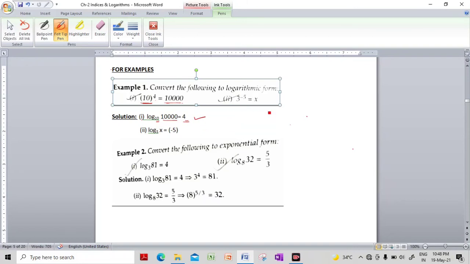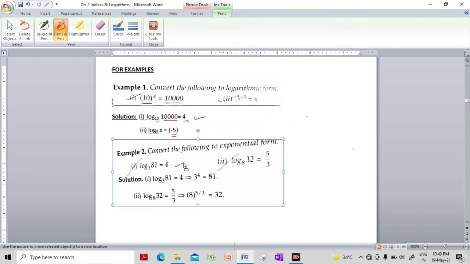Second example, 3 power minus 5 equals to x. In logarithmic form, this can be written as log of x to the base 3 equals to minus 5. Second example is convert the following to exponential form.